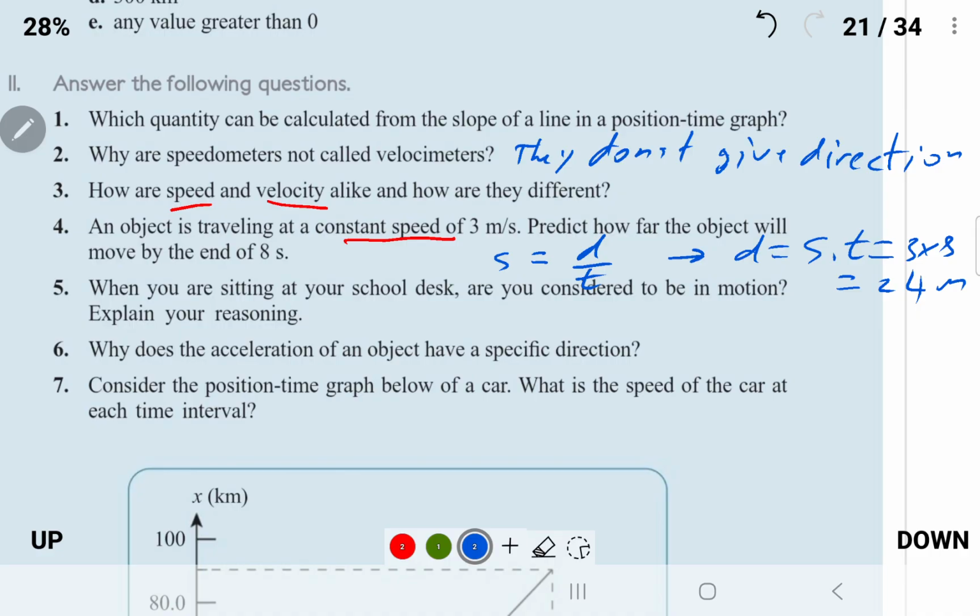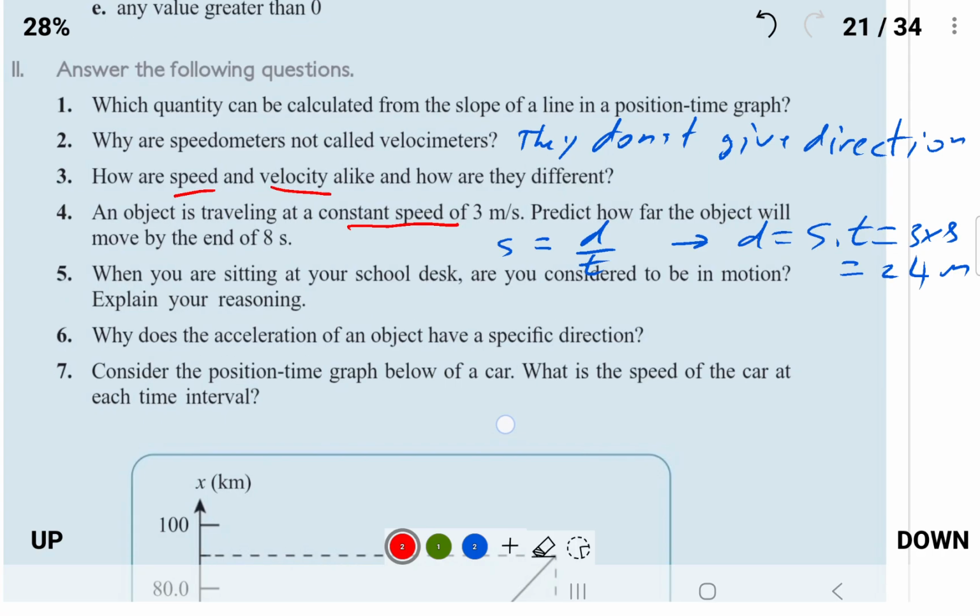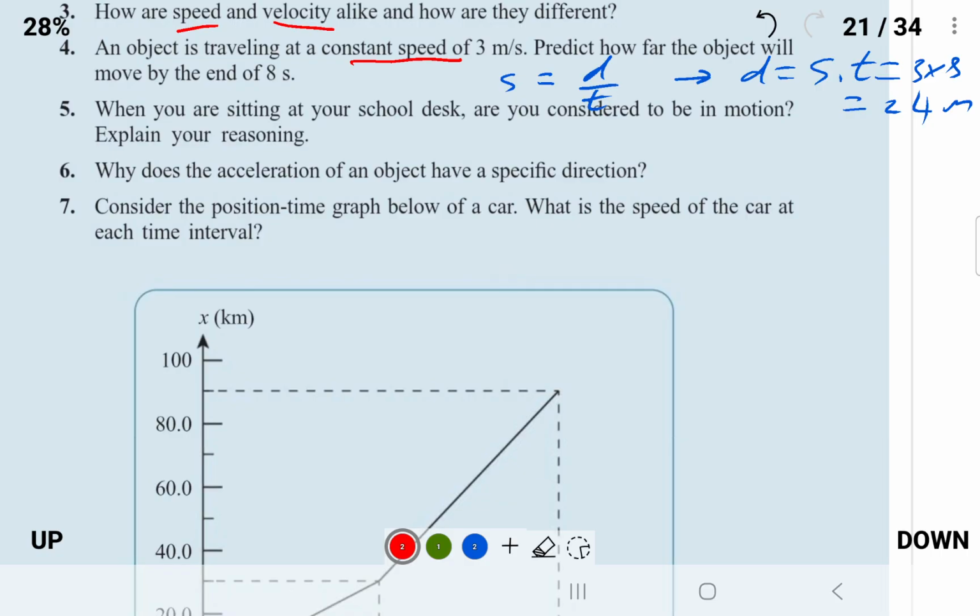When you are sitting at your school desk, you are considered to be in motion. Explain your reasoning. In fact, you are moving because the earth is moving around the sun. So this means you are moving. Also because the earth is spinning around itself.